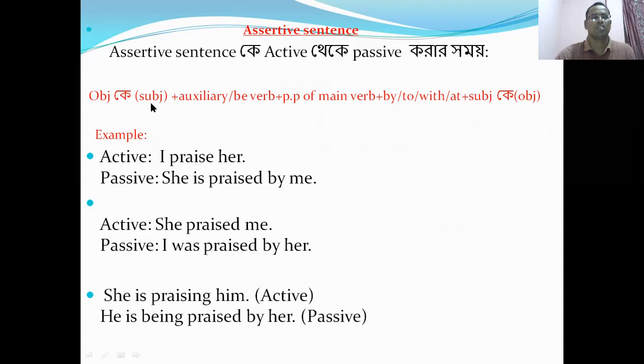First, we have to use object, as subject. After that, the auxiliary verb will be used. Main verb will be in past participle form, then preposition by, to, with, at. Subject will become object. Active: I praise her. Here I is the subject, praise is the verb, her is the object. Her will be the subject, her will be she as subject. Verb will be is, since it is present indefinite. Verb will be is according to subject and tense. Main verb will be praised, then by, and the subject will be the object. In this way, we can change the voice of a sentence.